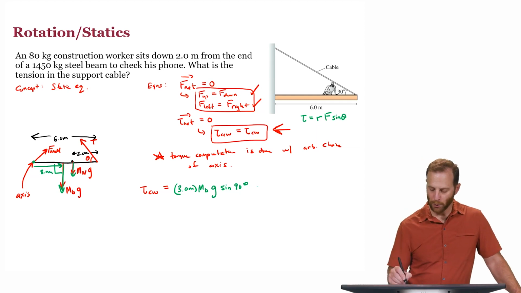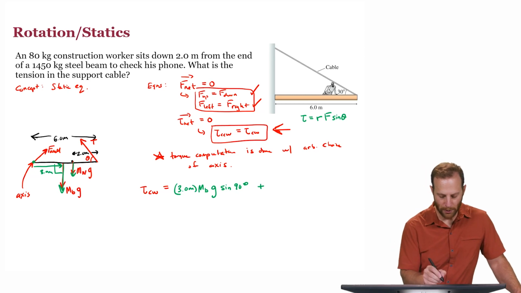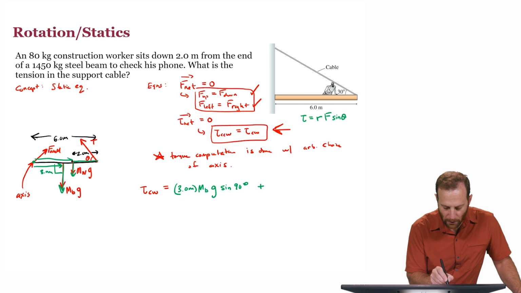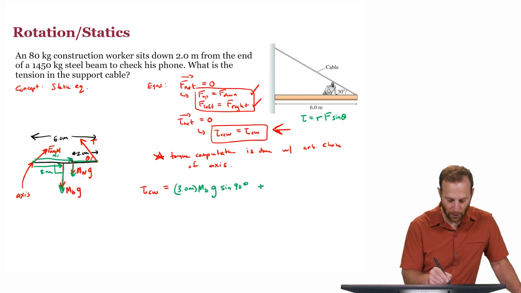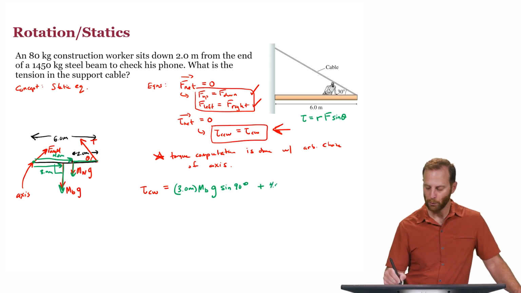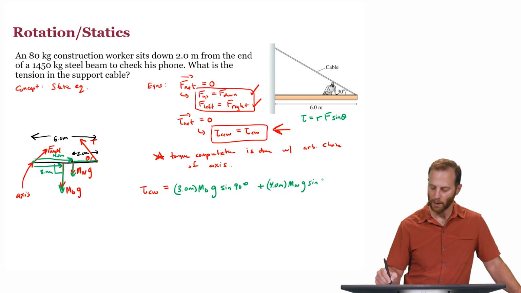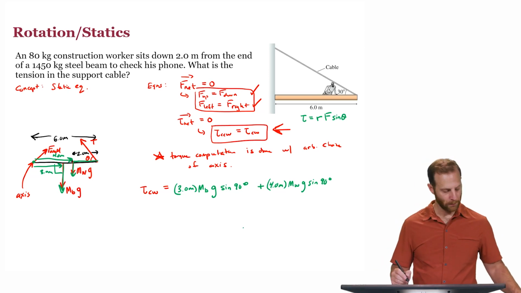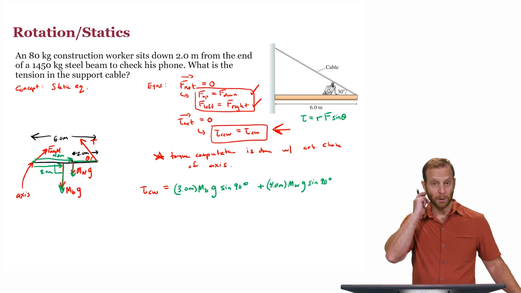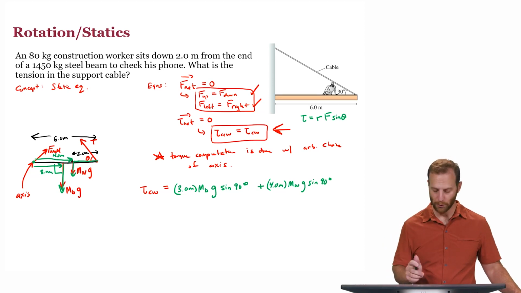I have to also include the torque provided by the weight of the worker. But notice that if this distance here is 2 meters, then this distance here, the distance from the axis to the worker, is 4 meters. So the relevant distance there is 4 meters. The force is the mass of the worker times g. The angle is 90 degrees. Okay, so that is the expression that we have for the clockwise torque.